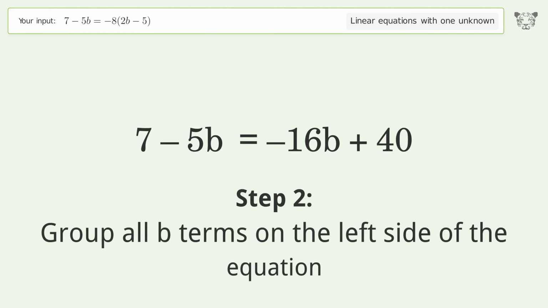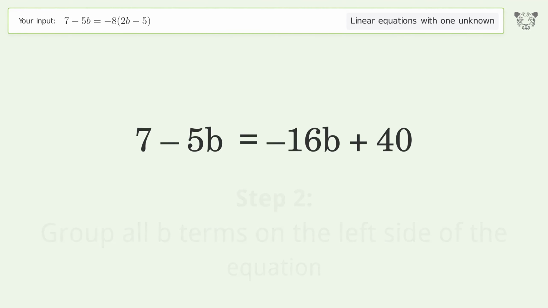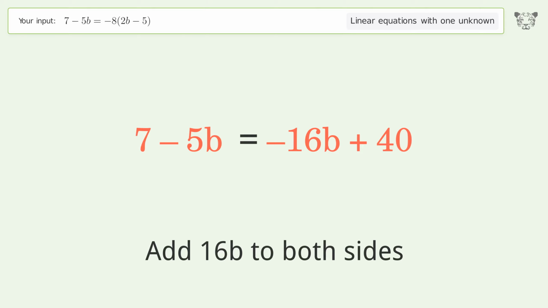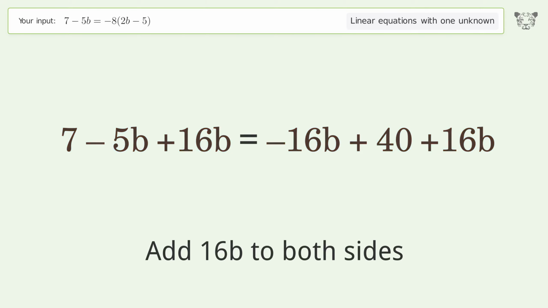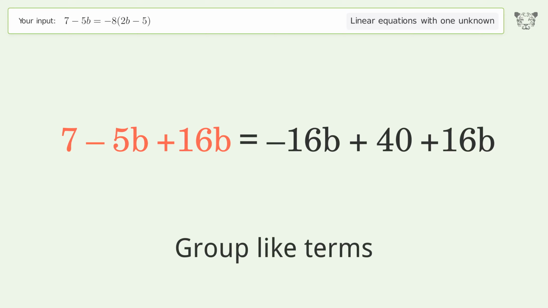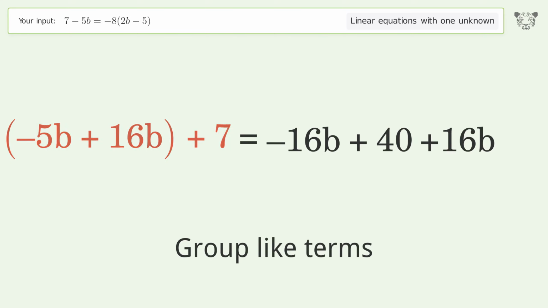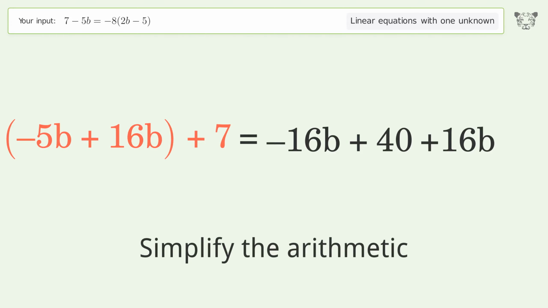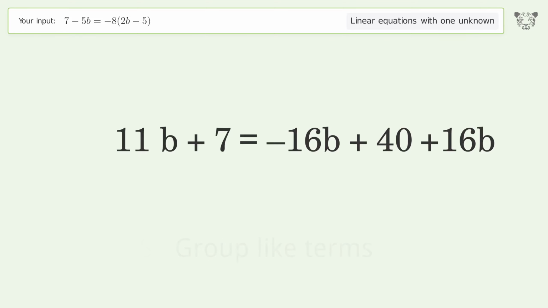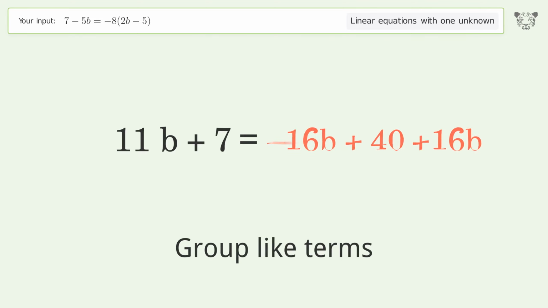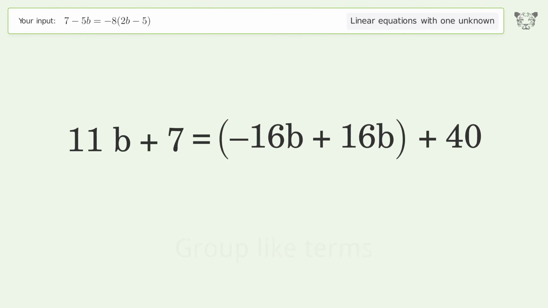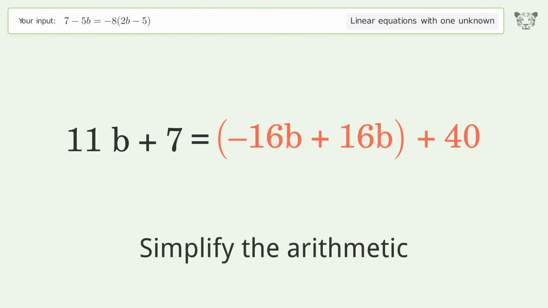Group all b terms on the left side of the equation. Add 16b to both sides. Group like terms. Simplify the arithmetic. Group like terms. Simplify the arithmetic.